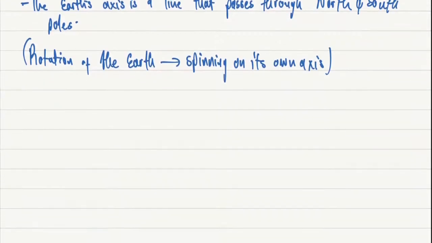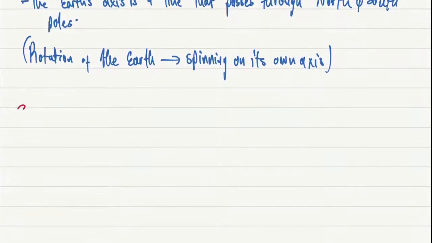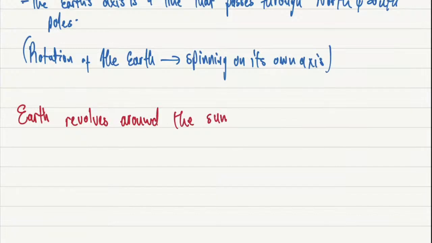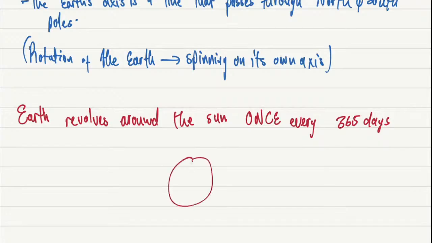Then we do the second thing. The earth's revolution. Say now the earth revolves. Skip 2 lines like this. Then now say the earth revolves around the sun. The earth revolves around the sun once every 24 hours? No. Every 365 days. The earth would have gone around the sun. Here is the sun. The earth is like here. Okay.